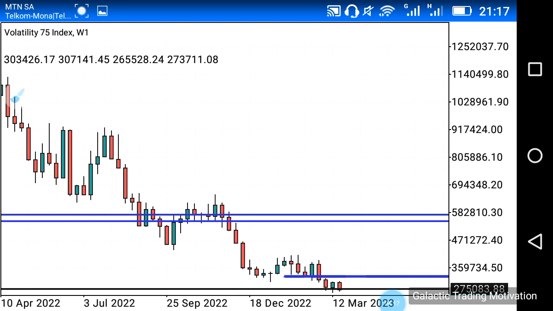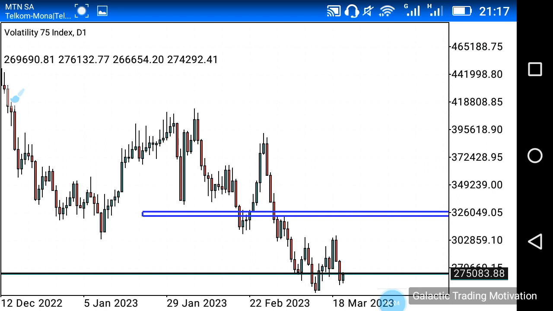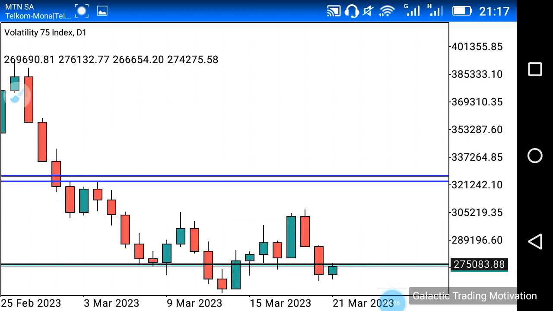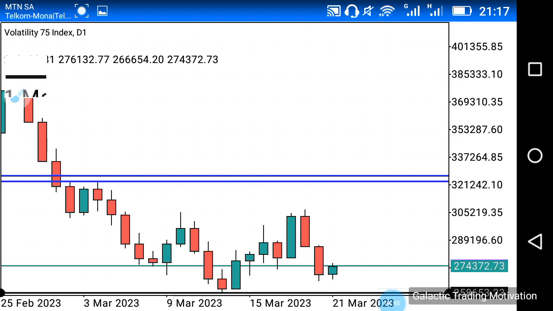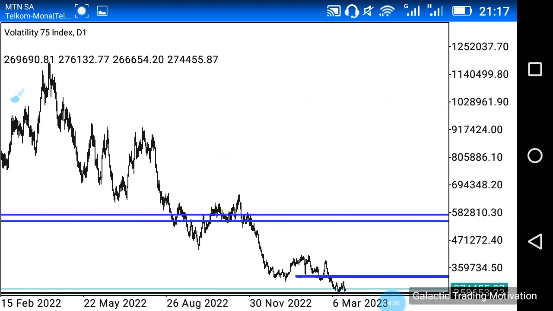Anyway, from here what I'm gonna do guys is head down to the daily chart, and here we are on the daily chart. Let's have a look. I'm just gonna move this line to around this level over here, right? And I'm gonna zoom out a bit, and the first thing that I'm going to do guys in regards to the daily chart is to add my daily channel.